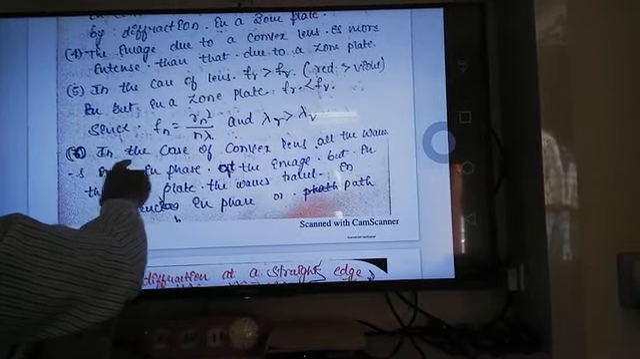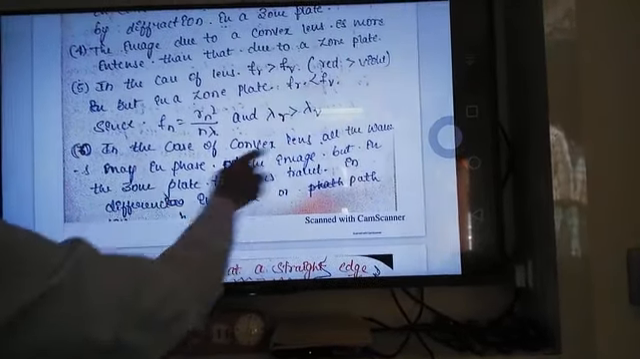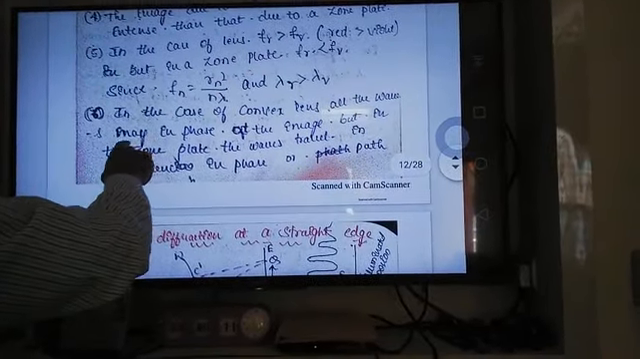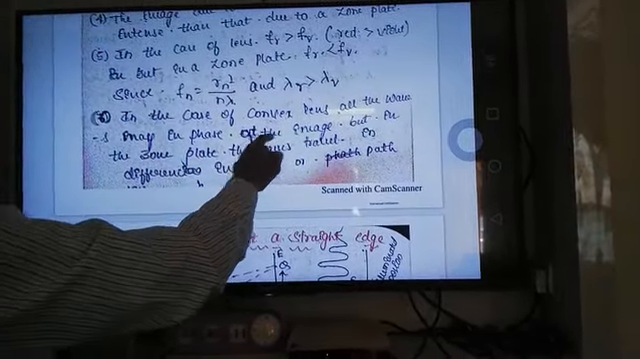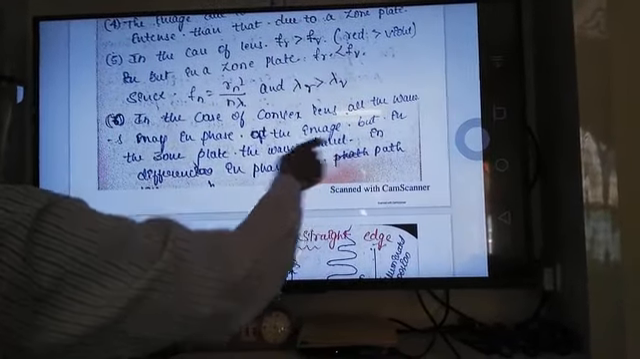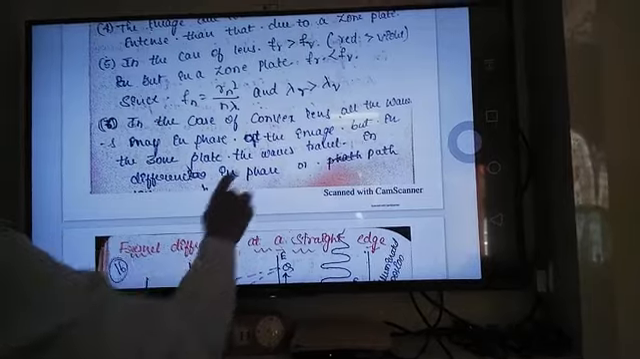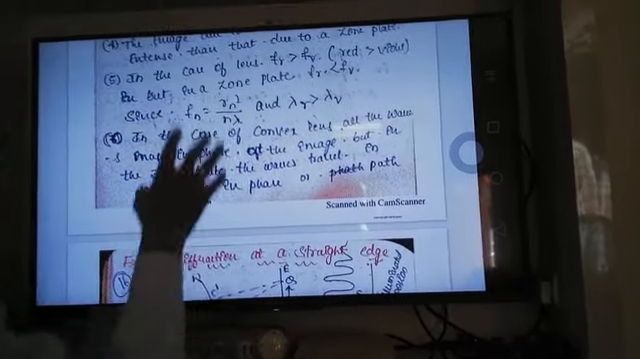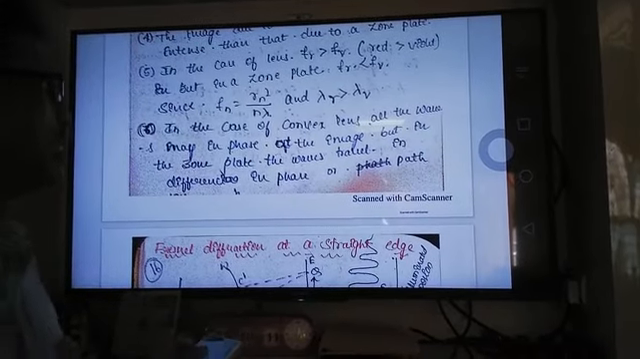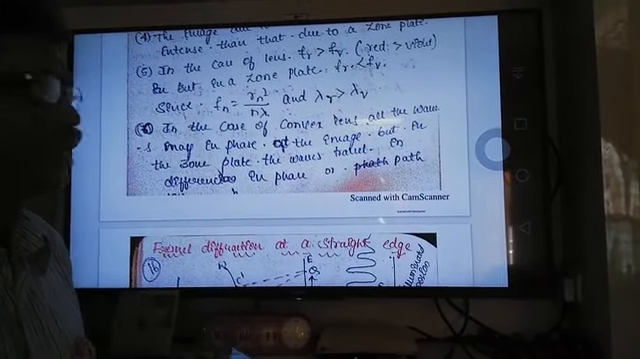Next, in the case of the convex lens, all the waves are in phase at the image, but in the zone plate the waves travel with different phases. These are the differences between the zone plate and the convex lens. Thank you.